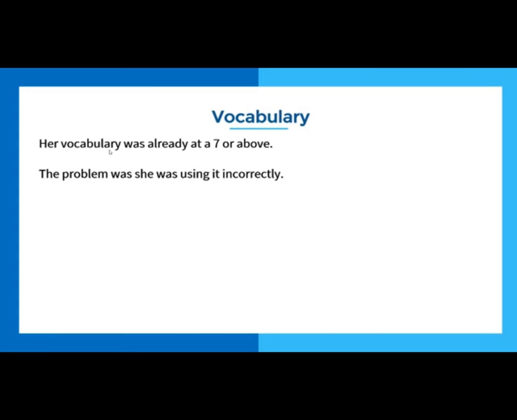The problem was she was using it incorrectly because she was doing two things. She was memorizing lots of high-level words, and you've seen that in her original essay, and she was showing off. She was just showing off, "I know this big word like myriad and plethora and humongous." It just didn't really fit in the essay at all. It didn't really help her answer the question, and she was using them incorrectly a lot of the times.